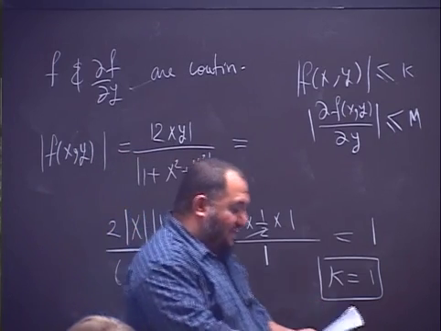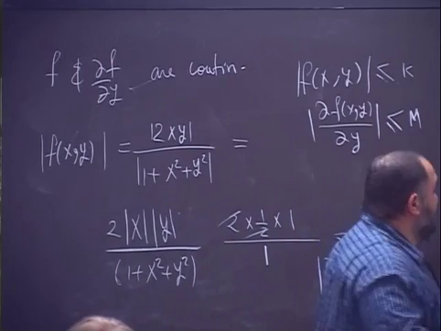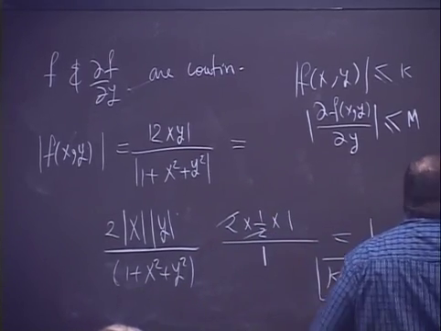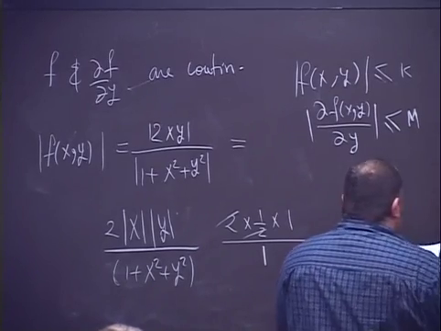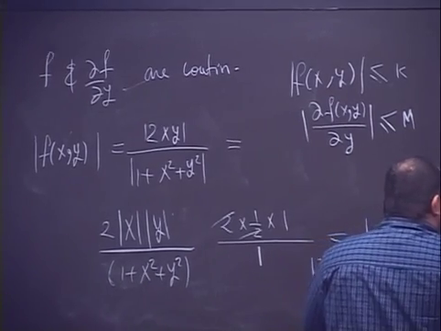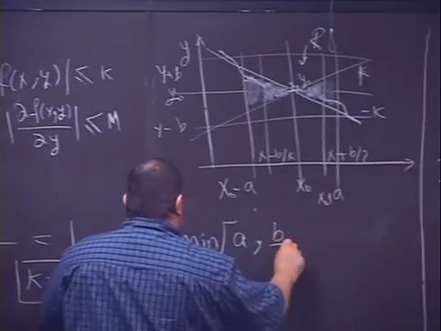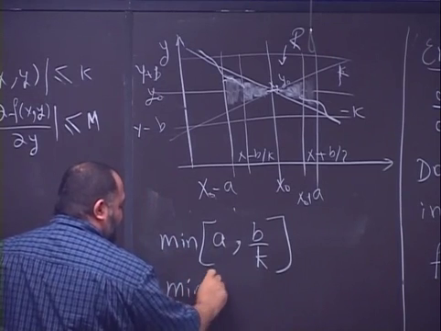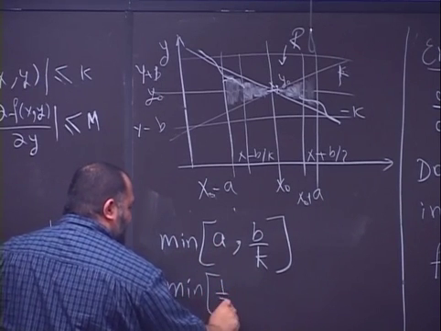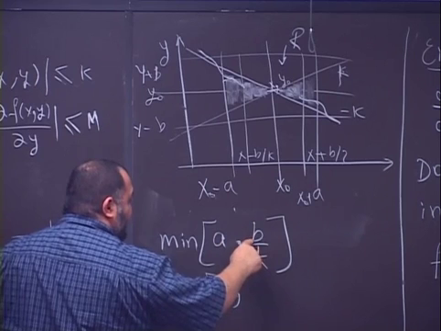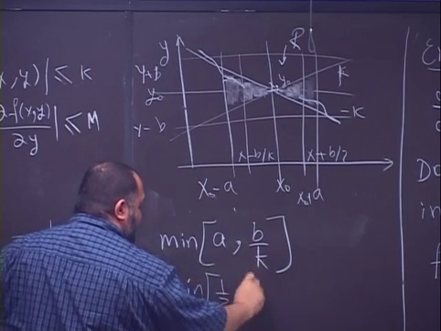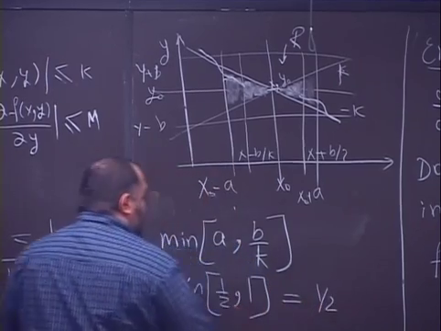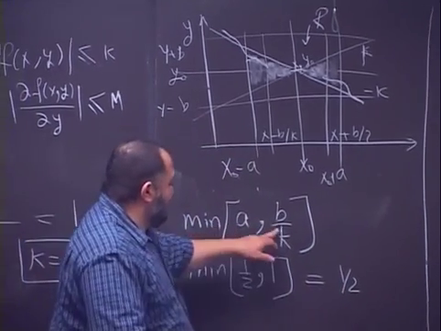So now you know that k is equal to what? 1. So what's the minimum? What was the condition? The minimum of a and b over k. So this would be the minimum of what? A is 1/2, and b is 1, and k is 1. So what's the minimum of 1/2 and 1? 1/2. So now a is less than b over k.